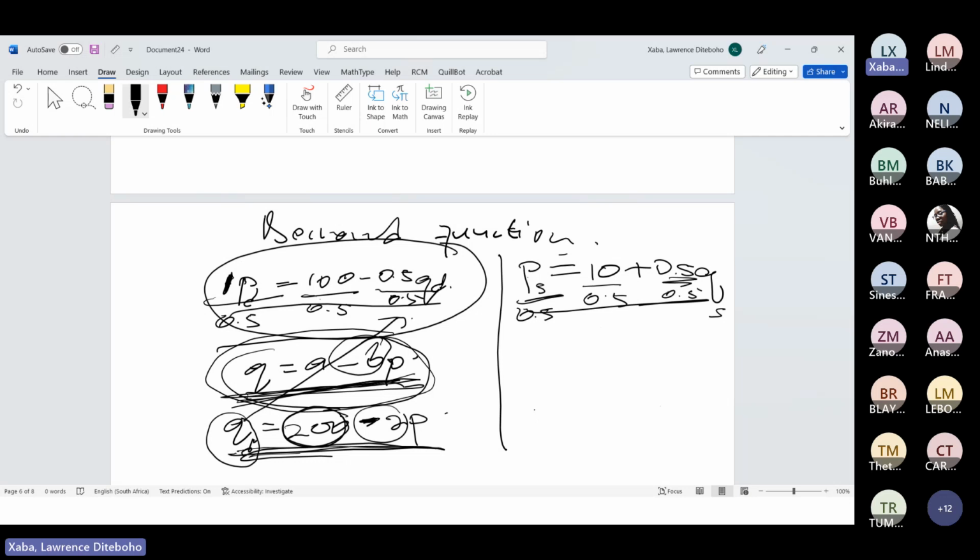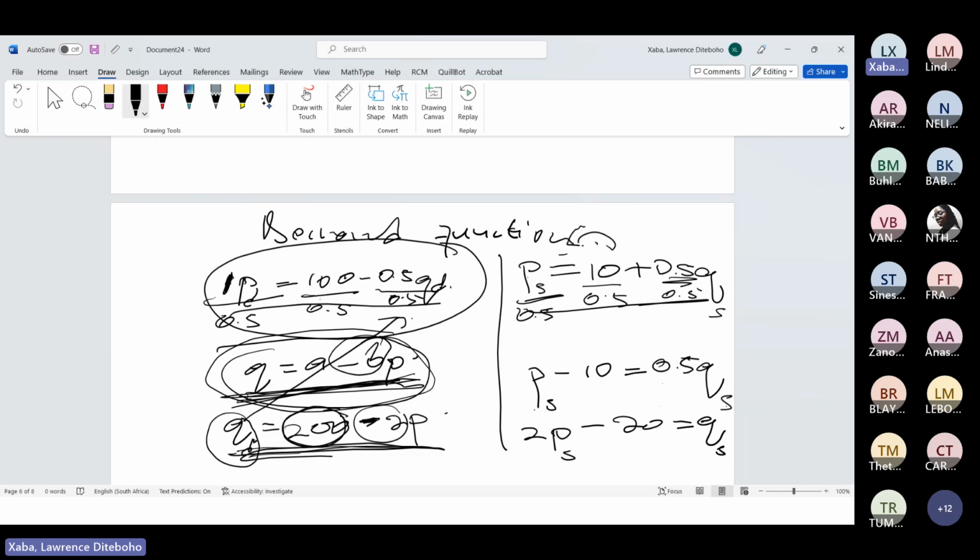If you look at the equation, we have P subscript S equals 10 plus 0.5 Q. So what they did here, they took 10 before they divide to the left-hand side. If you do that, you end up having PS minus 10 equals 0.5 Q. So when you divide, you end up having 2P subscript S minus 20 equals QS.